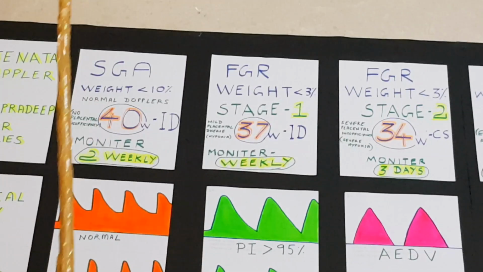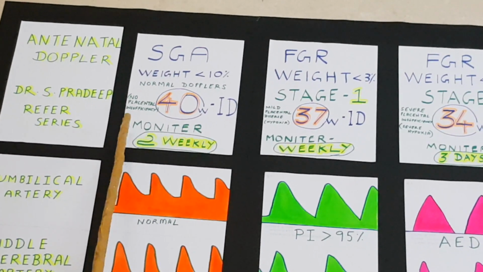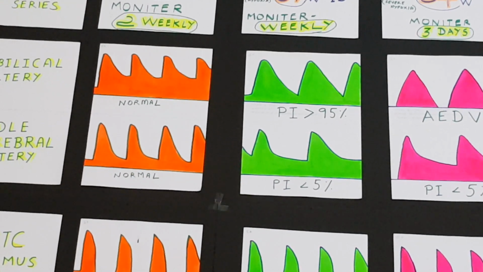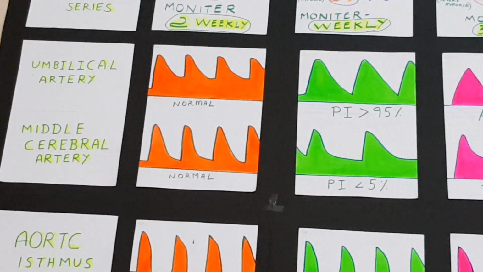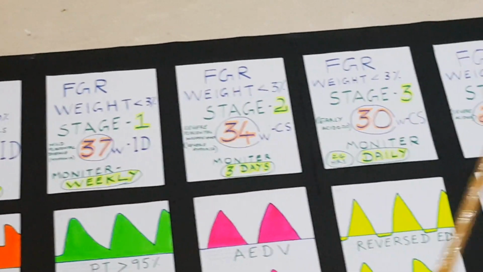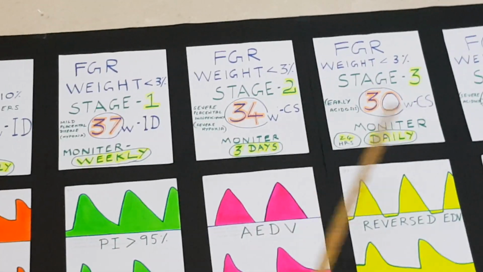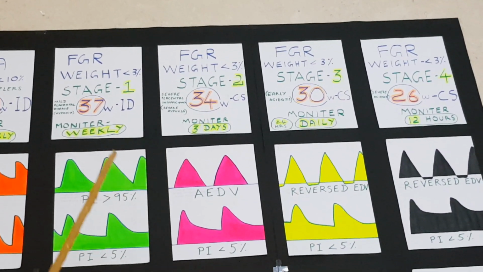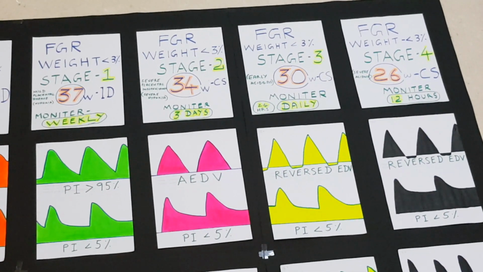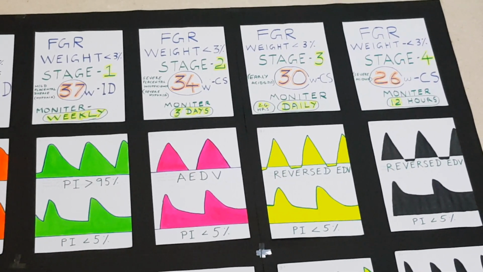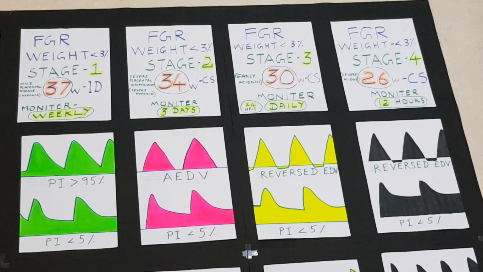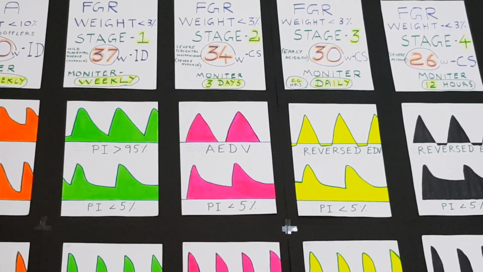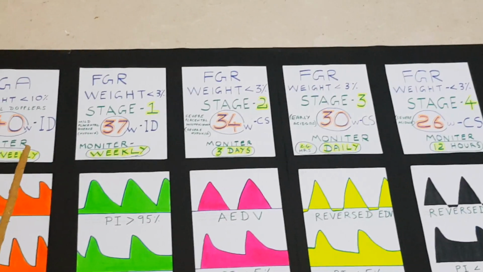Now the SGA fetuses do not have any placental insufficiency and are not at risk for PIH, preeclampsia, premature delivery or IUD. But the FGR fetuses have placental disease and various stages of hypoxia and acidosis, and these fetuses are vulnerable for IUD, preeclampsia and various other problems associated with intrapartum events and postpartum events.